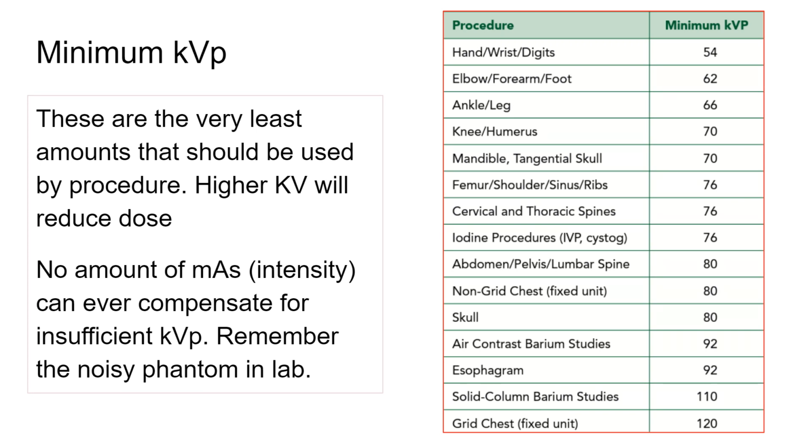And didn't we just say this? No amount of mass, no amount of intensity will make up for not enough kV. I think we've drilled that into your heads at this point. And it works the other way around too, right? If you have the adequate kV, but not enough intensity, so you only have a few worthy photons, that's not going to be enough.